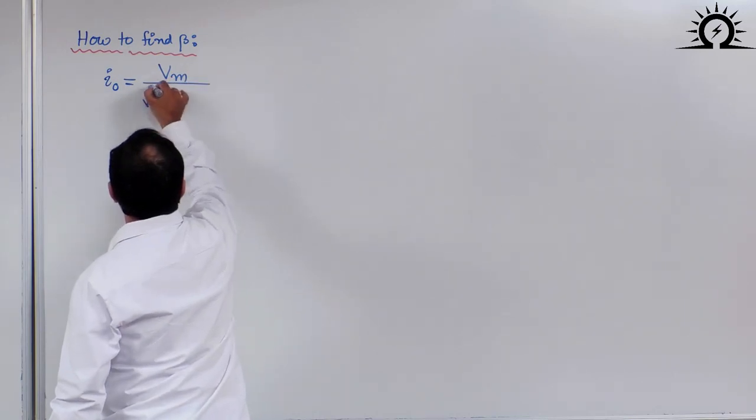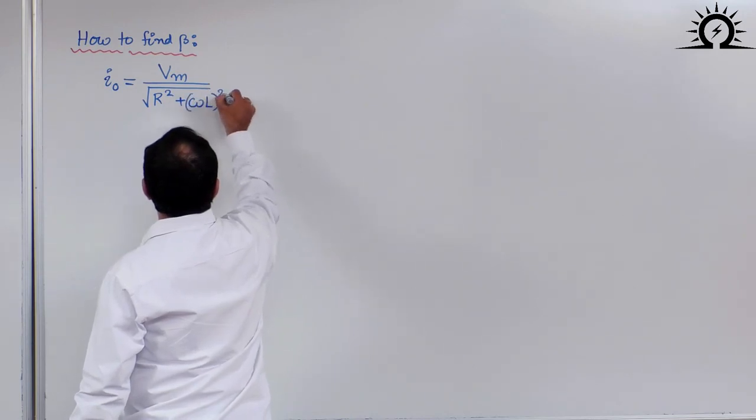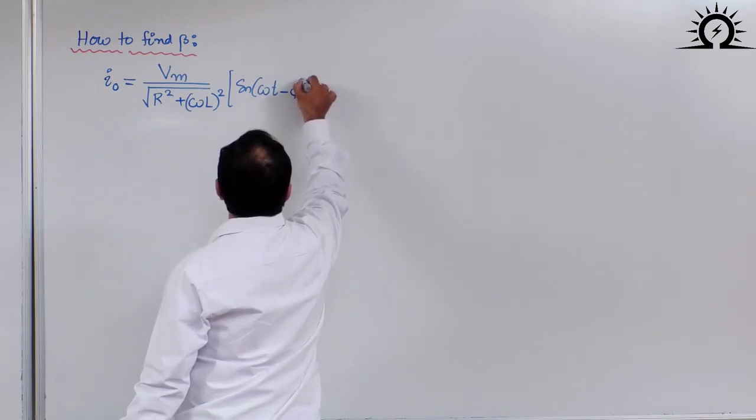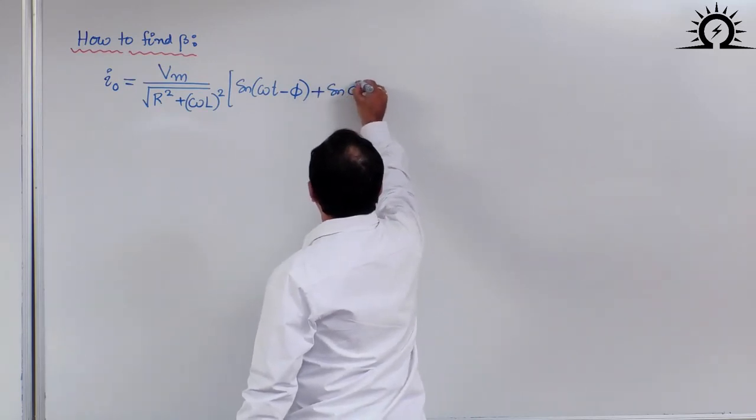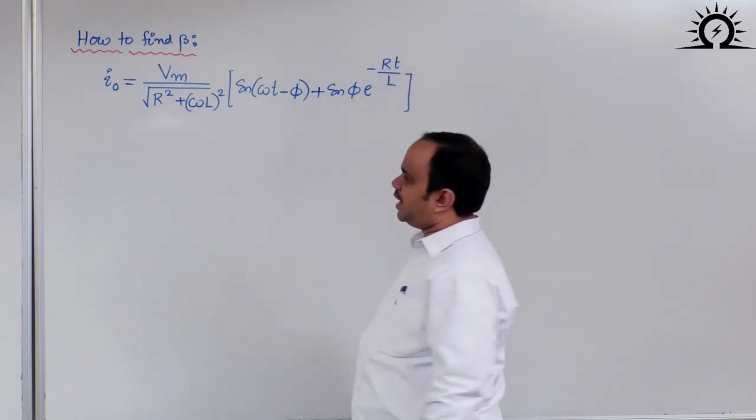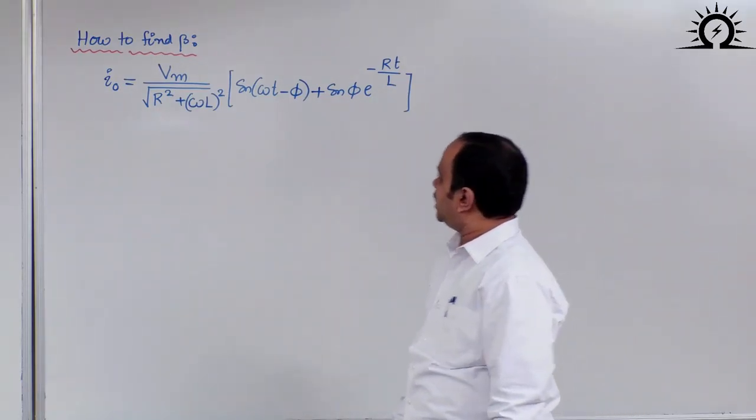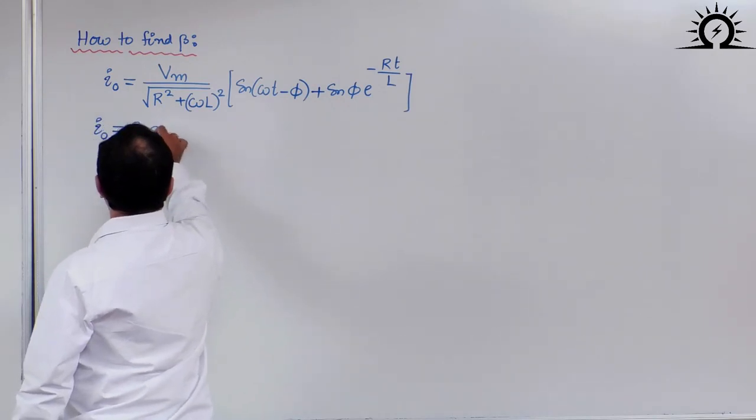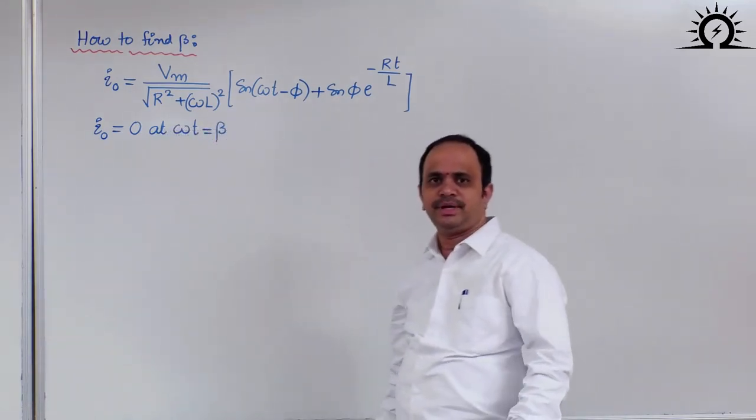Vm divided by root of R square plus omega L whole square, multiplied with sine of omega t minus phi, plus sine phi into e power minus Rt by L, right? This is the i naught equation. Now what is the i naught value at omega t equal to beta? i naught is equal to 0 at omega t equal to beta.